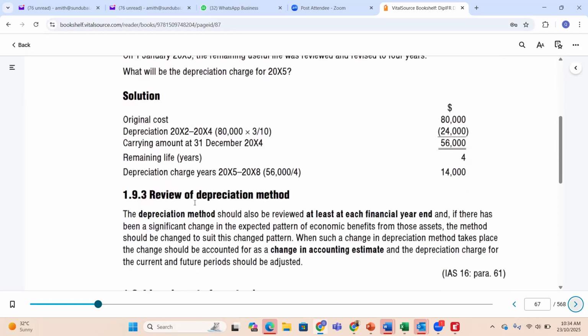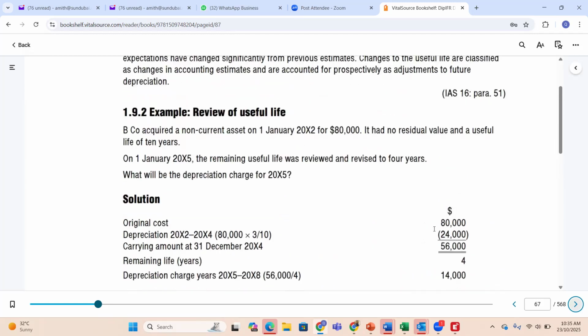So let's read that. Depreciation method should be reviewed at least annually, and if there has been a significant change in the expected pattern of economic benefits, see, that is the thing. You choose a depreciation policy based on the pattern of economic benefits arising from the asset. So if there is a lot of benefit in the immediate short term and smaller benefits in the long term, which method would I use?